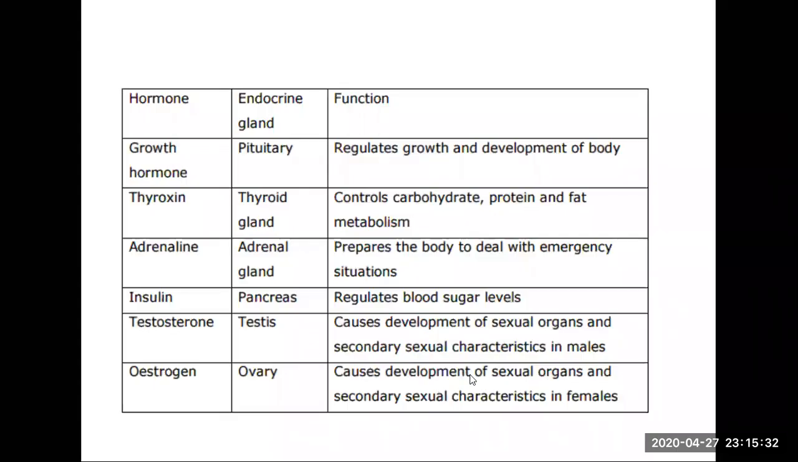That's a summary of all the hormones. These are the hormones. Growth hormone secreted by the pituitary gland regulates growth and development of the body. Thyroxine secreted by the thyroid gland controls carbohydrate, protein, fat metabolism. The adrenal gland secretes adrenaline. It prepares the body to deal with emergency situations like fighting and all those things. And the pancreas produces insulin. We have only insulin in the reader, so stick to that. It regulates the blood sugar level. Testosterone, development of sexual organs and secondary sexual characteristics in males, and estrogen does the same thing in females.